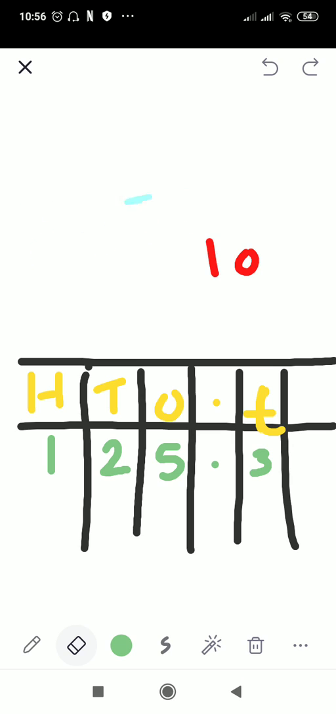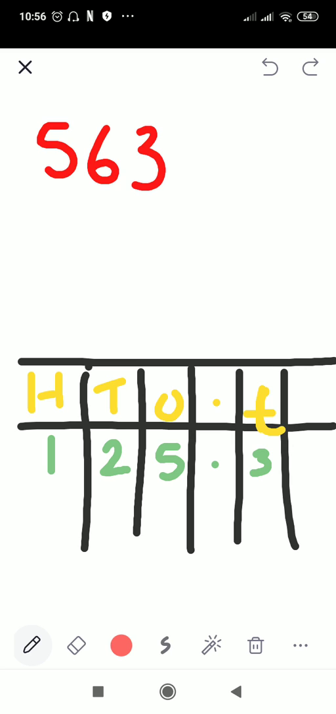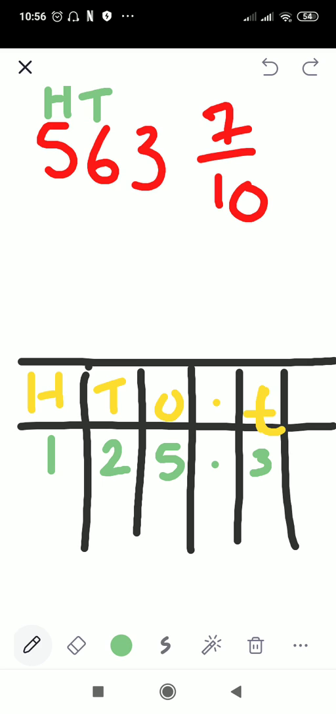If I'm giving you another example here, it will be more clear to you. For example, you have 563 whole and 7/10. If you see the place values of each digit in 563, 5 is 500, which is 5 hundreds, 60 means it is 6 tens, and 3 means it is 3 ones.